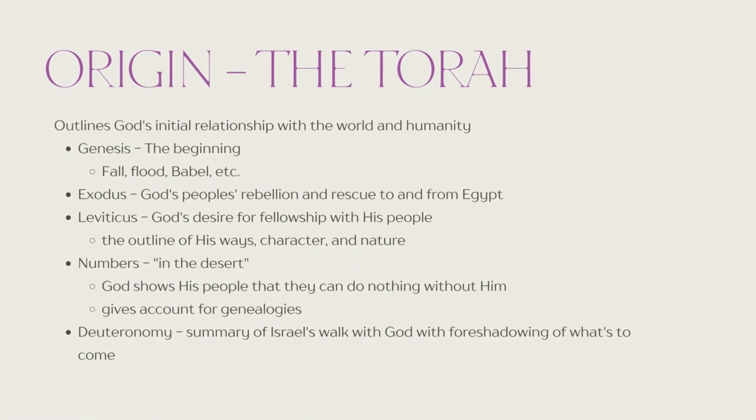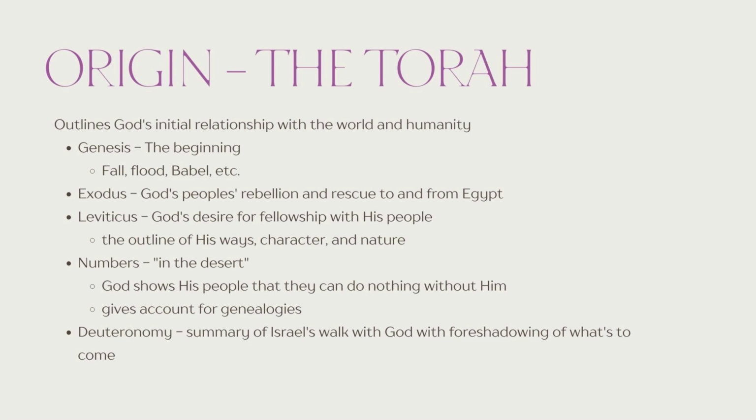Going into the origin, which is the Torah, it outlines God's initial relationship with the world and humanity. We see the beginning, also the fall, the flood, and Babel in Genesis. We go into Exodus, where God's people rebel and end up in Egypt, as well as their rescue from Egypt by a gracious God. Going into Leviticus, it shows God's desire to have fellowship with his people. And God's people do not want to enter into the land of God and continue to rebel.